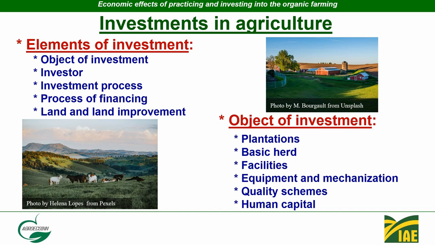Term investment involves the following elements. First, object of investment, for example, investment in land, plantation, equipment, machinery, production facilities, property rights, and other. Second, investor, who can be a physical person or legal entity that invests in a certain object of investment. Third, investment process. It represents activities related to the transfer of financial assets into the investment object. And fourth, financing process, that represents activities related to obtaining financial funds required for an investment realization.